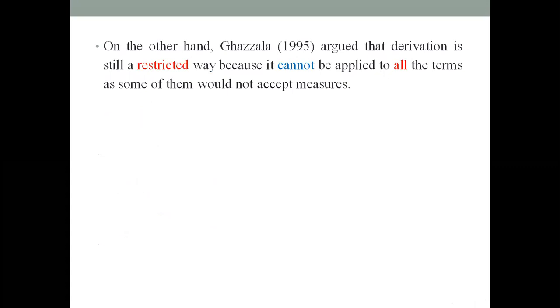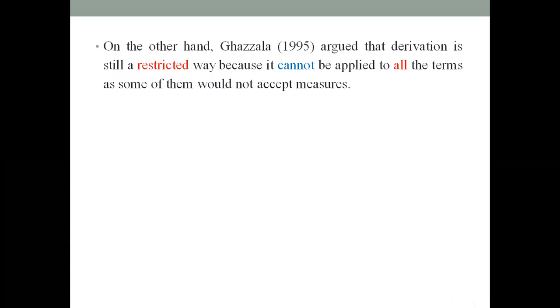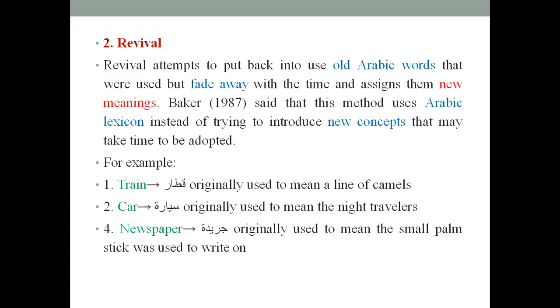So, but actually this strategy can't be applied. This strategy is restricted because it can't be applied to all terms. Not every term can be derived. So it is limited. The second strategy, or new coinage, is revival.